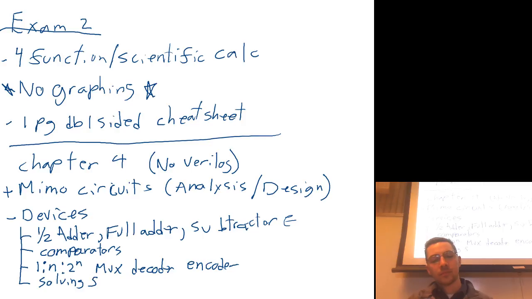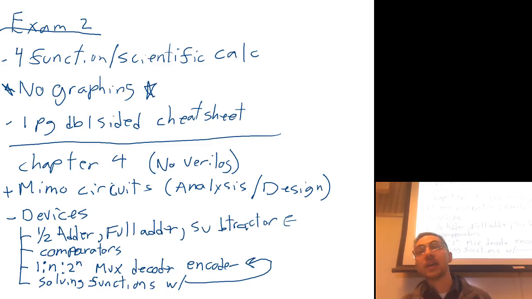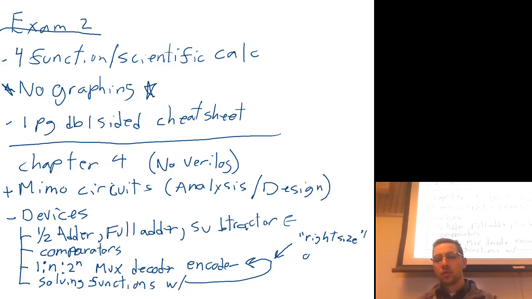Solving functions with those devices. So if I give you a sum of products kind of an equation, I say, hey, I've got this equation, or I've got a few of these equations, solve it with a mux and a few other gates, or solve it with a decoder and a few other gates. Okay, I would expect you to be able to do that. Either of, I'm going to put this in quotes, the right size or smaller. What do I mean when I say the right size?